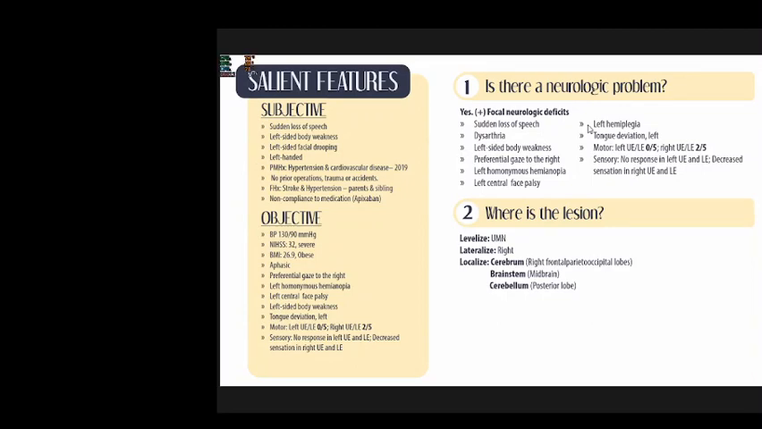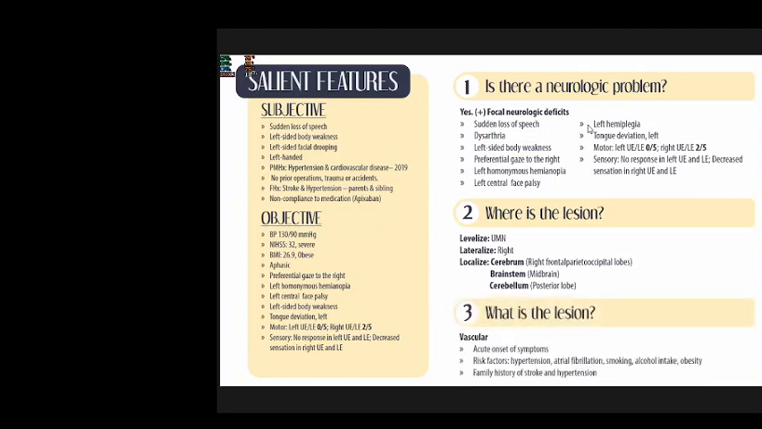For the localization, it is found in the 3 regions of the brain, the cerebrum, brainstem, and the cerebellum. So the cerebrum is found in the right frontoparieto-occipital lobes, and for the brainstem in the midbrain, and for the cerebellum in the posterior lobe. Third, what is the lesion?